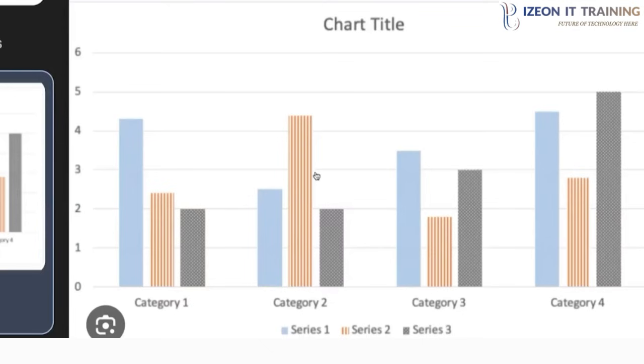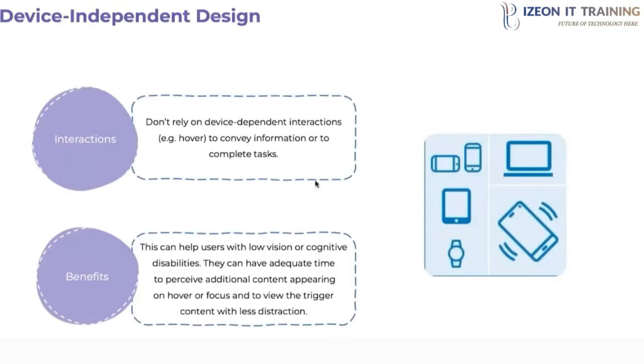It's not that they are disabled or something, but they can't hover. It is device dependent, right? So don't make device dependent features. Make them device independent. Whatever device comes, whatever you want to communicate, it should get communicated on all kinds of devices.